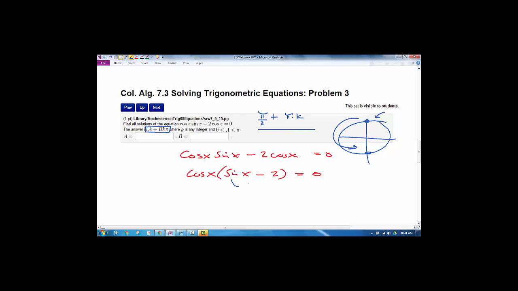Now this part right here doesn't have any solutions because the sine is never equal to 2. The sine fluctuates between negative 1 and 1, so there are no solutions that come from that factor. So that's my answer right here. Let's see how they wanted me to enter it. They say a plus b k pi, in which case a is pi over 2 and b is 1 because I just want k pi, which is what I have right here.